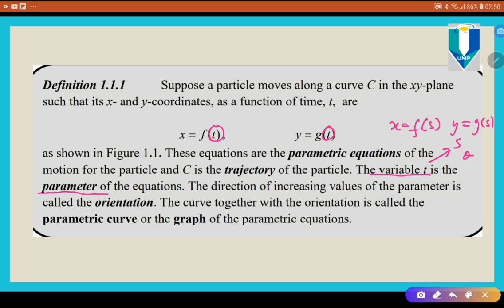Okay, now another one is the direction or orientation of the parametric curve. So direction will follow the direction of increasing value of the parameter. If t is the parameter, then it will be the direction in which the t value is increasing. Okay, the word here is parameter, direction of increasing value of the parameter. So that will be the orientation.